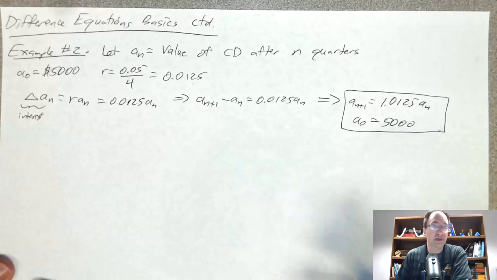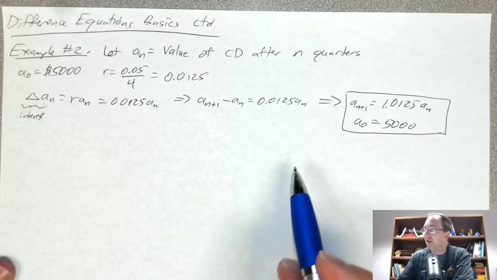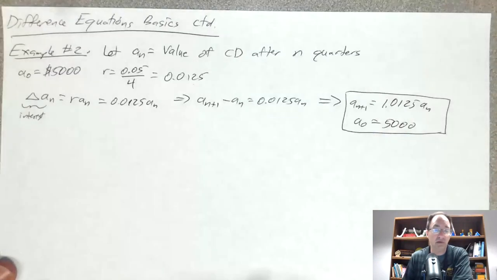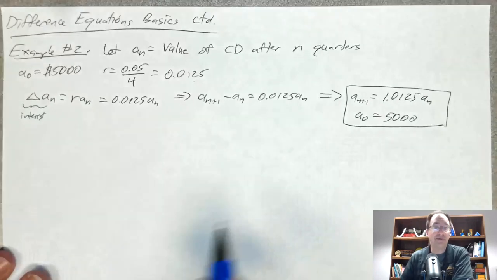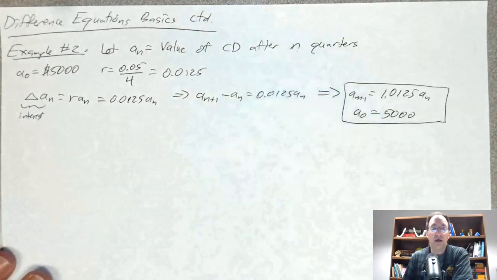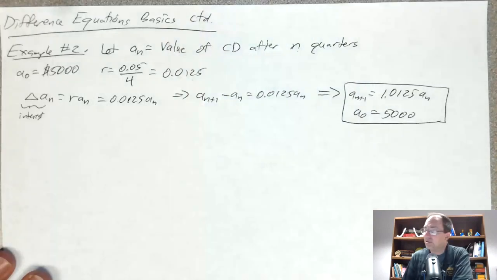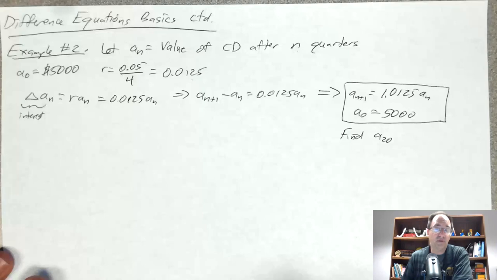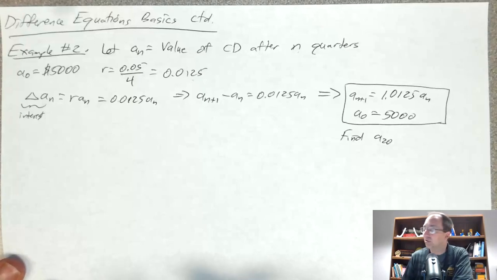Remember, this is a recursive relationship. So if I want to know what A sub 1 is, all I have to do is multiply 5,000 times that number and I'm done. If I want to know what A sub 100 is, I'm going to have to do that 99 more times. And if I want to know what the value is after 5 years, then I need to find A sub 20, because 5 years worth of quarters would be 20 quarters.